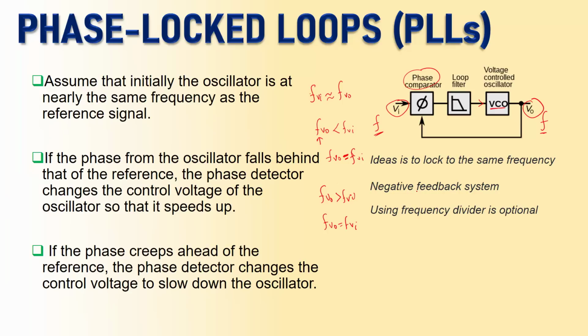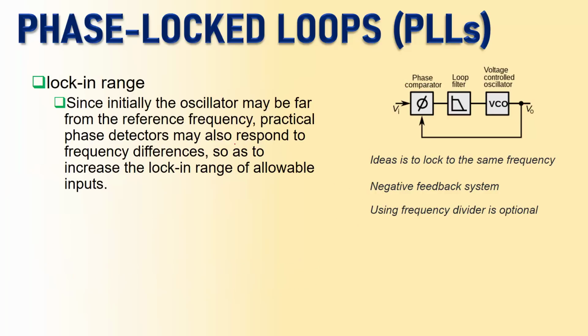Okay. So with that said, let's understand what the locking range is right here. We have seen how it works once you have the phase lock loop working properly, but there is a case where initially your oscillator is far from the reference frequency. Let's say FVO is much greater than FVI, or FVO is much less than FVI. So the oscillator's frequency is far from the input reference frequency.